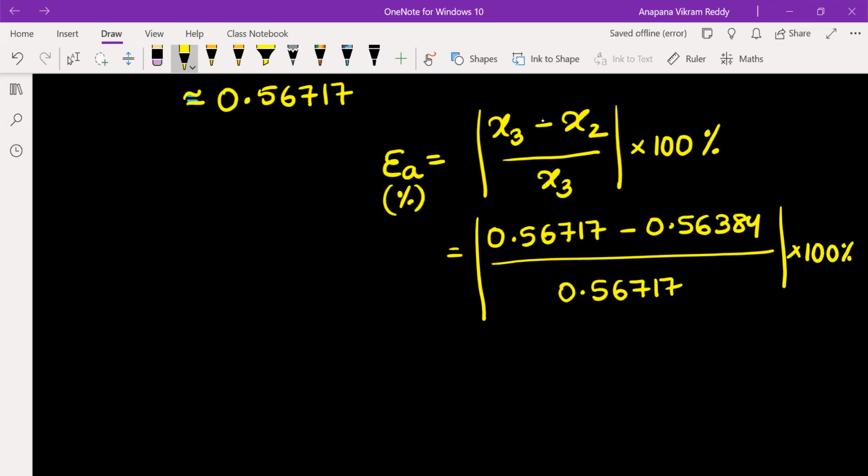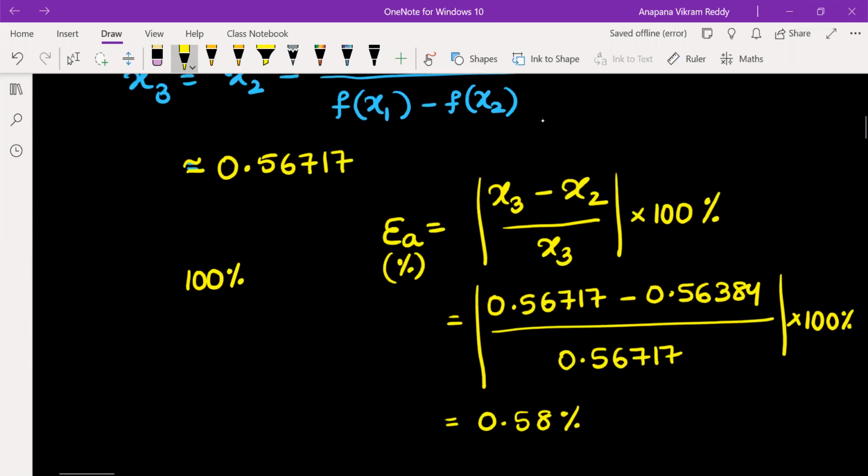What did you get? 0.5717 minus 0.56384 by 0.5671. How much did you get now? 0.58? You got 0.58%. Oh my God, please tell me. Sir, I got 0.58%. Yes. Yes, sir. Yeah, see, that means we started from 100% error.